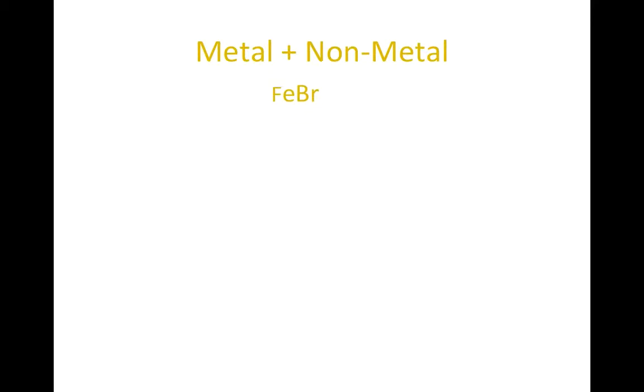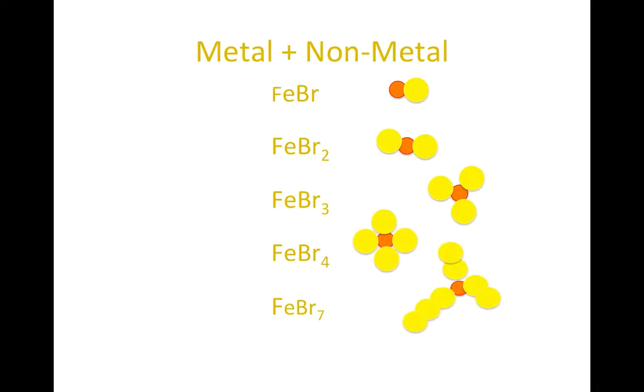Another example, FeBr. We did this one, but I just want to illustrate again how to do this. You can't call all of these things iron bromide, okay, because they are different. The first one has 1 iron and 1 bromine. Then it's 1 iron and 2 bromines, 3, 4, 7. They are different things. They need different names. The first one is iron 1 bromide. You know it's 1 because bromide is -1.